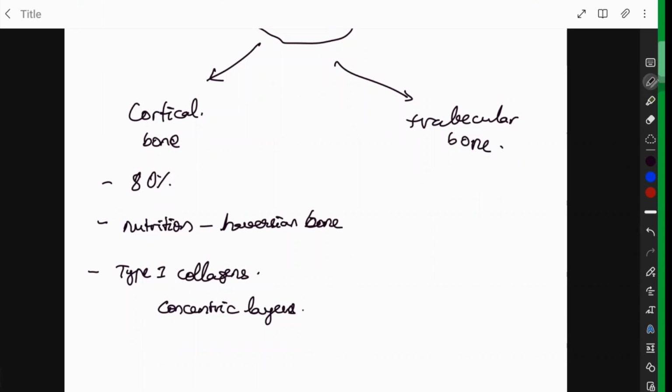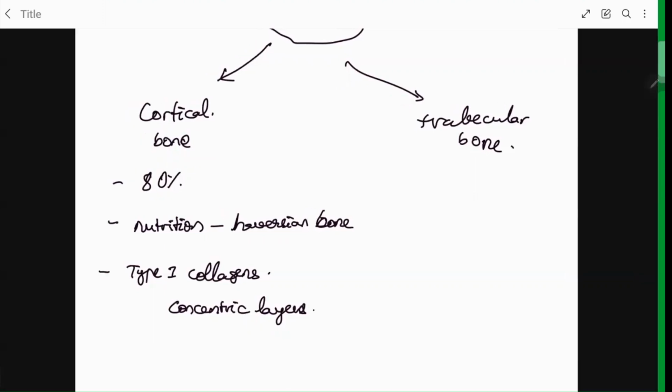So trabecular bone is otherwise called cancellous bone. They are going to constitute 20% of the bone, and the cancellous bone is going to be metabolically active bone. So this is metabolically active bone. Any doubt till this point of time? So now moving back to the basics of bone.